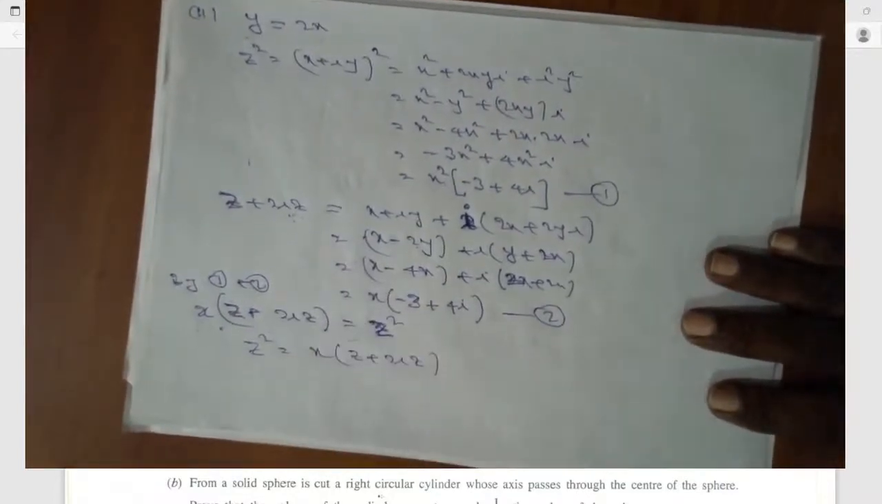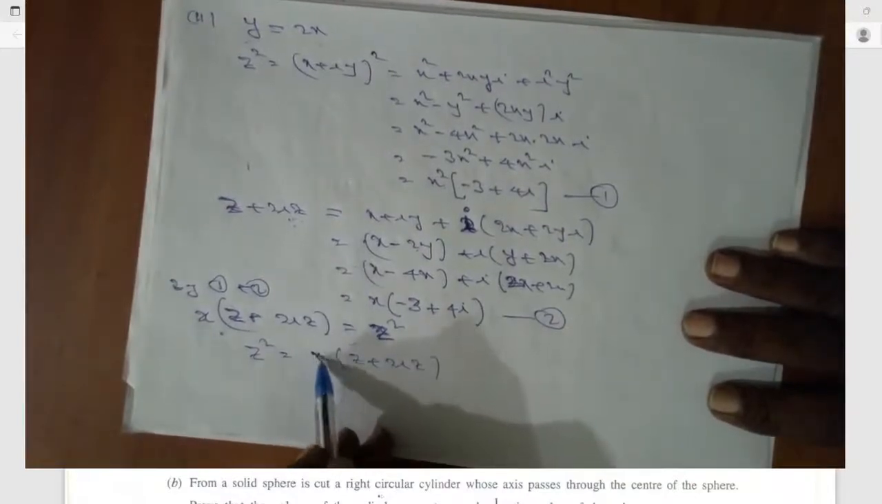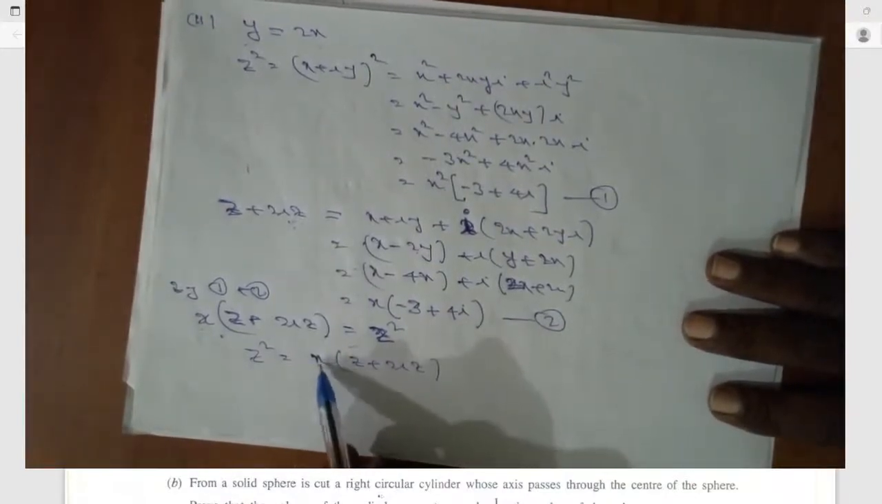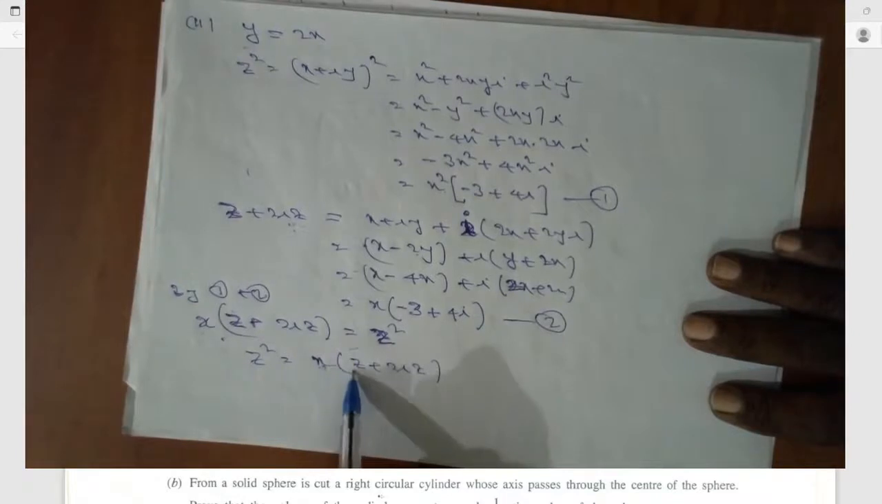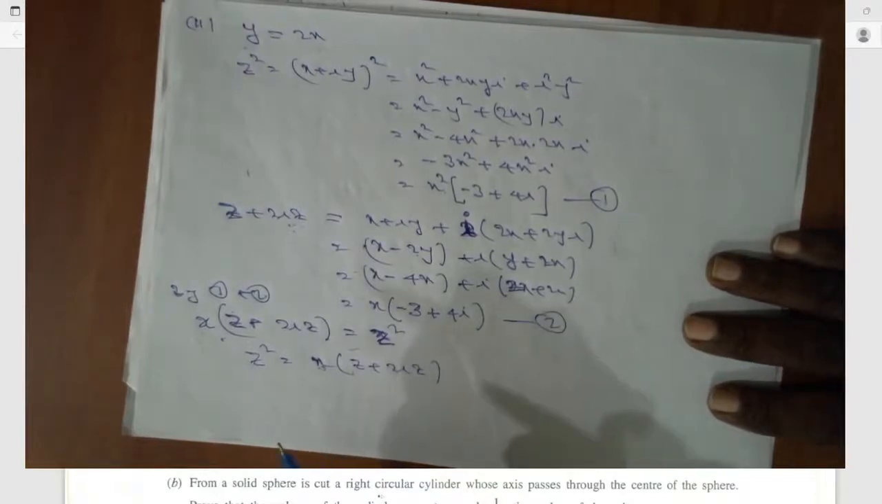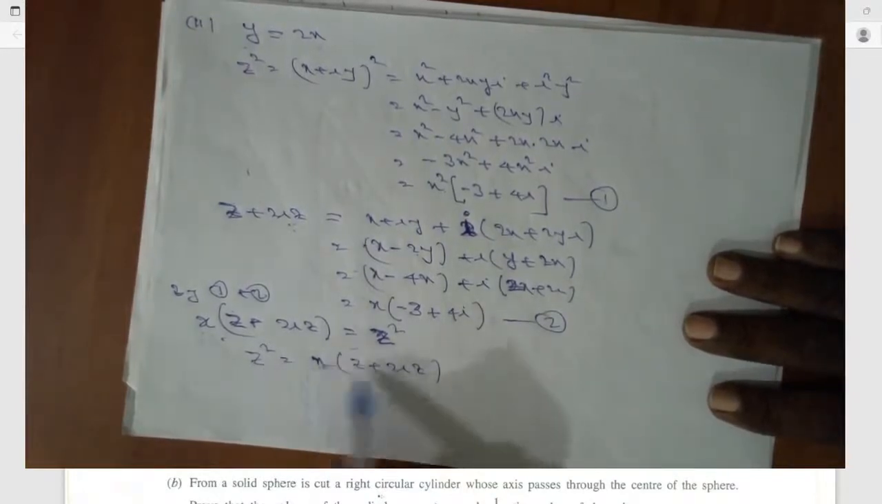What do you mean by that? x is just like a lambda, a scalar, a real number, and you know that it is positive. Initially they said x is positive. Then x can be more than 1 or less than 1. If x is less than 1, it is exactly on the line segment OC. Now z squared is on the line segment OC.